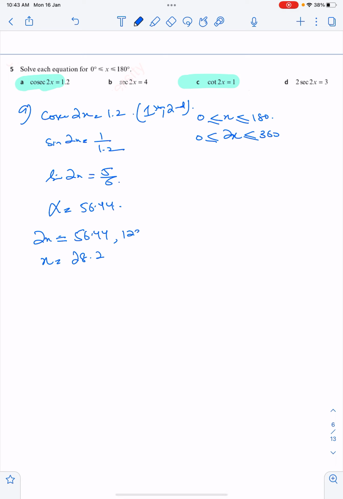Which is 123.55. We are not looking in the third and the fourth quadrant because although the range goes up to 360 for 2x, we're just looking for the first and the second quadrant because sine is positive in the first and the second quadrant. So now since we've got the angles for 2x, we're going to divide each of them by 2 to get the final answer for x, because these are the answers for 2x. 123.55 divided by 2 is giving us 61.8. These are the two answers which we have.